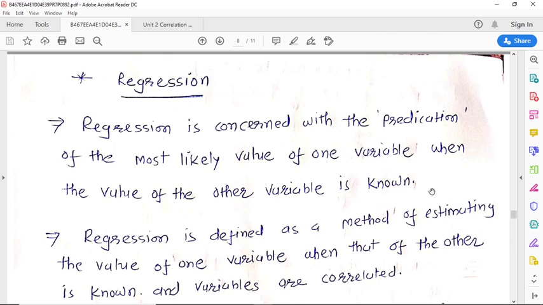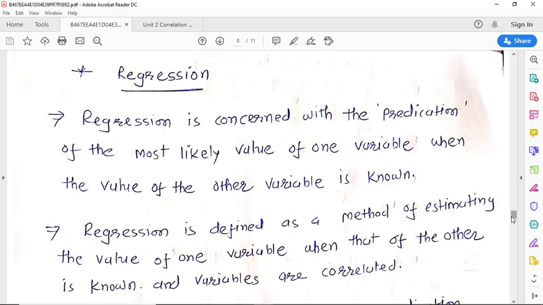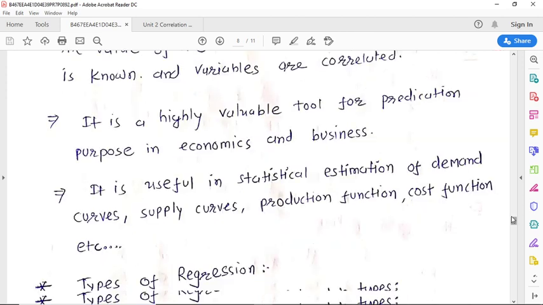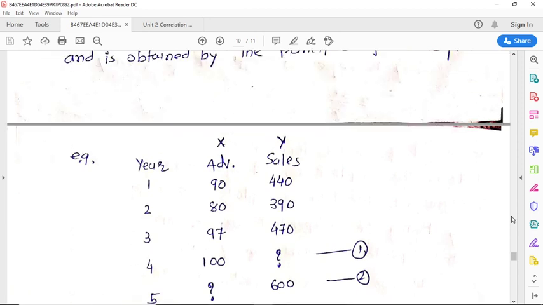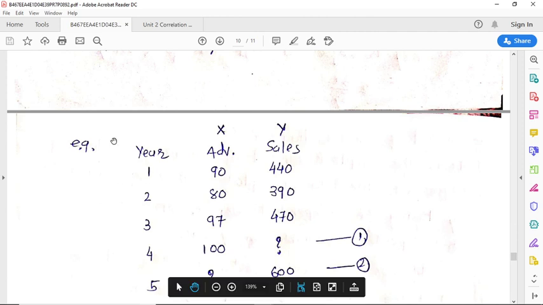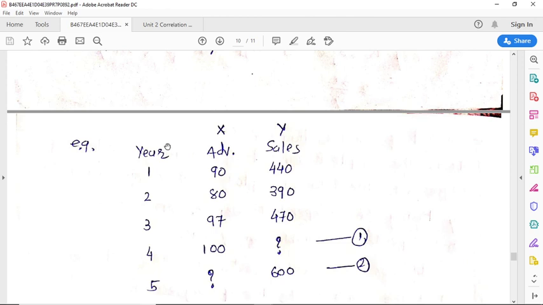So what is regression? Let us first consider this example here, and after that we will learn the definition and so on. Clear? So that is the data of a manufacturing company, and there is a product they need to advertise, and then the quantity sold. Clear? So it is year-wise data here. In the first year they spent 90 lakh in advertisement, and there is 440 thousand of the product sold.